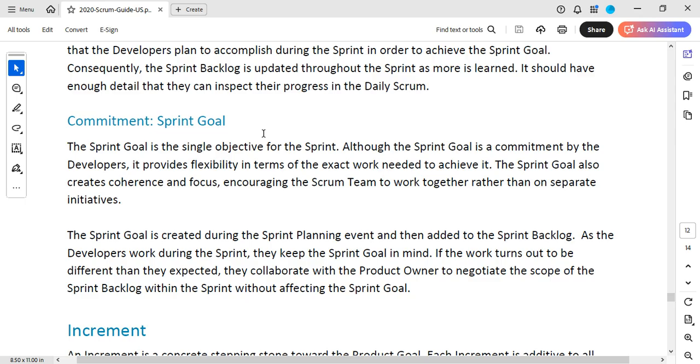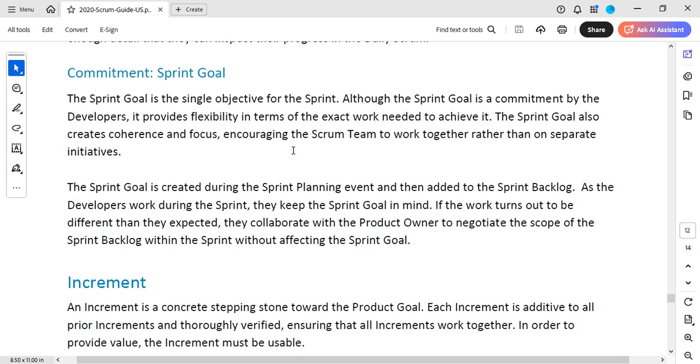They just transfer it to another task so that they can continue their work. It should have enough detail that they can inspect their progress in the daily scrum. Commitment, sprint goal. The sprint goal is the single objective for the sprint. This is what we want to achieve on the sprint.